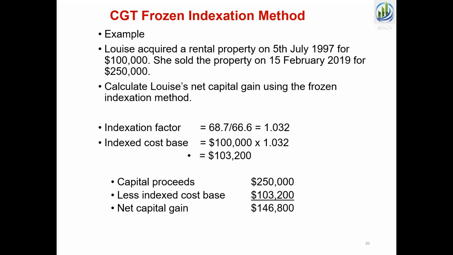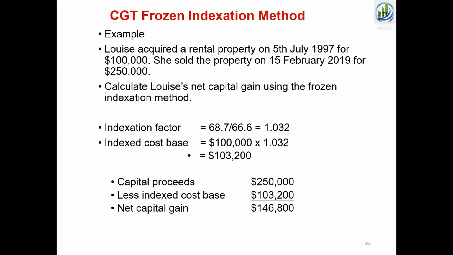Now, which method do you prefer, the indexation method or the discount method? Because Louis satisfies the discount method as well. You can see she held the asset more than 12 months and she is an Australian resident, therefore she can use the discount method also. Which method would you prefer? Most probably the discount method.